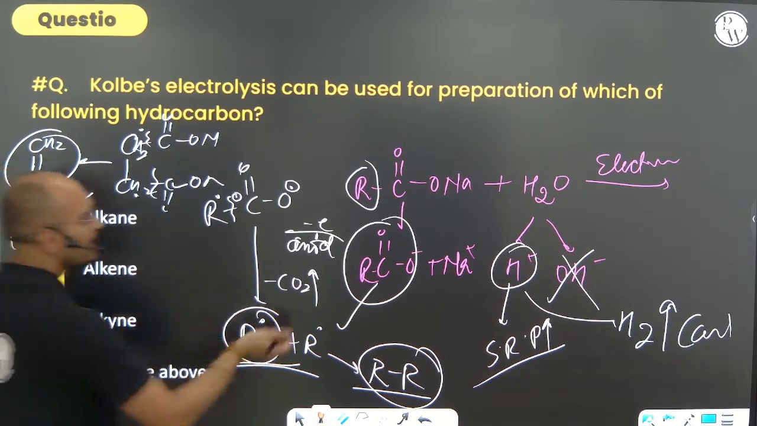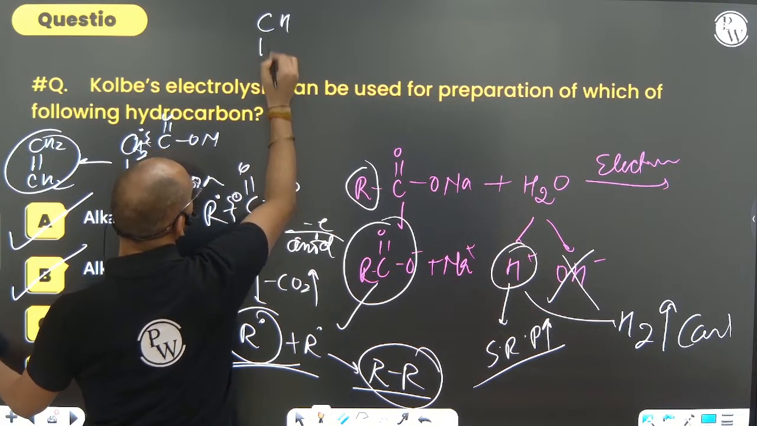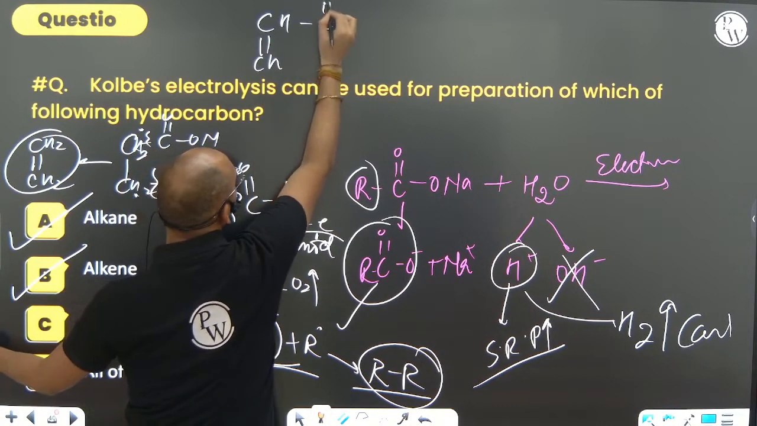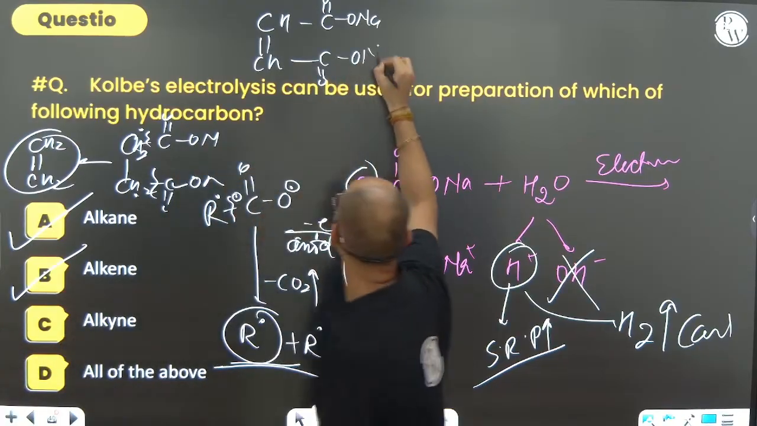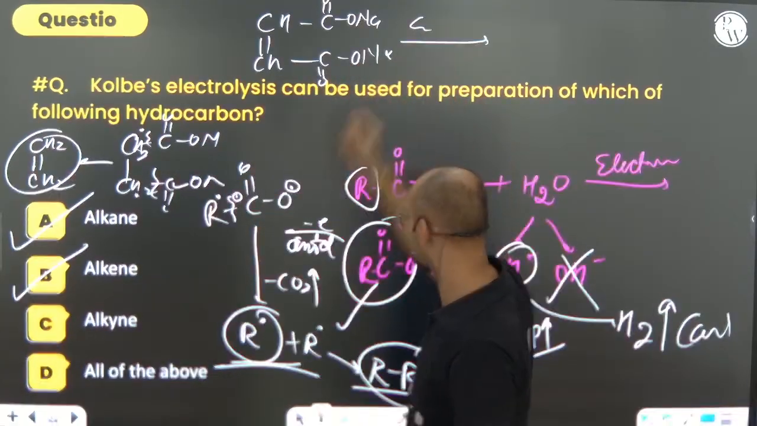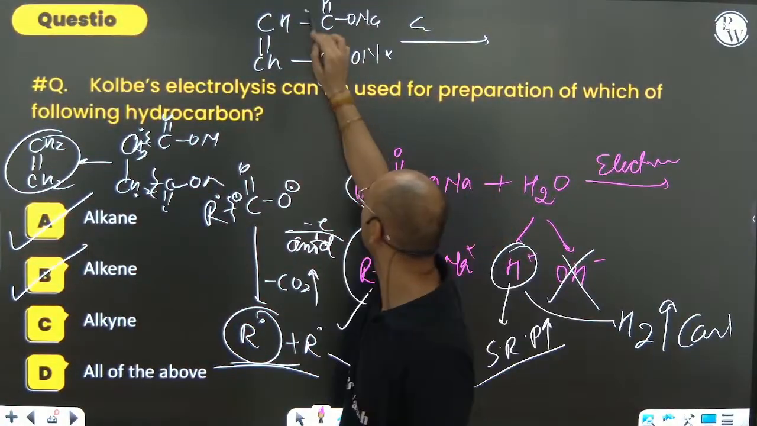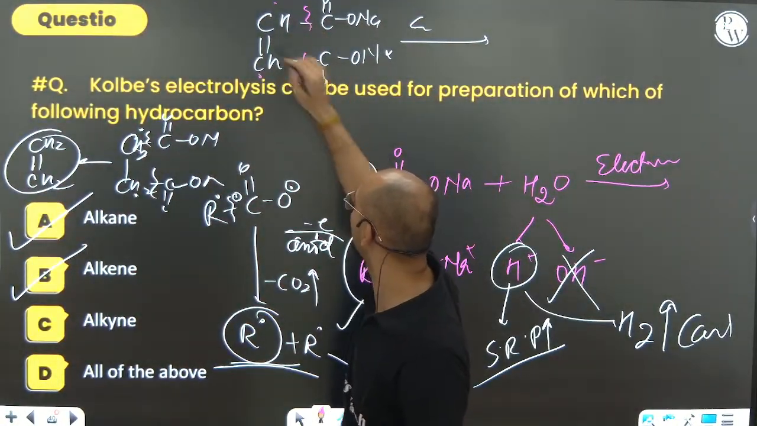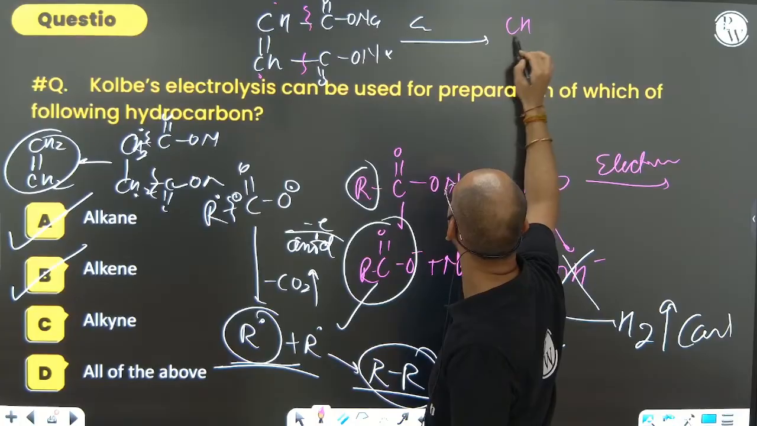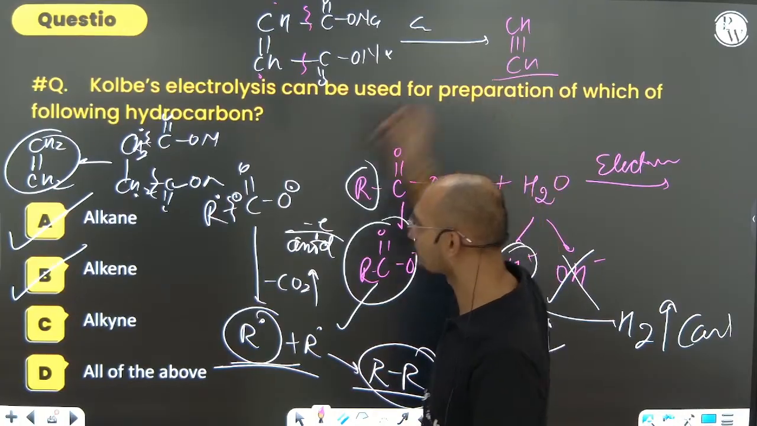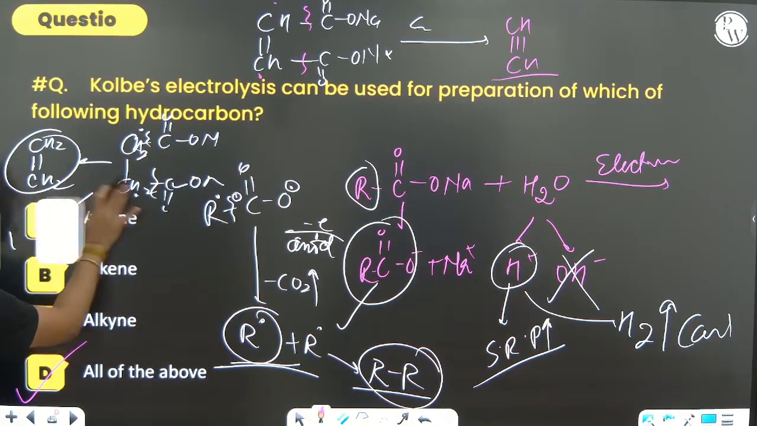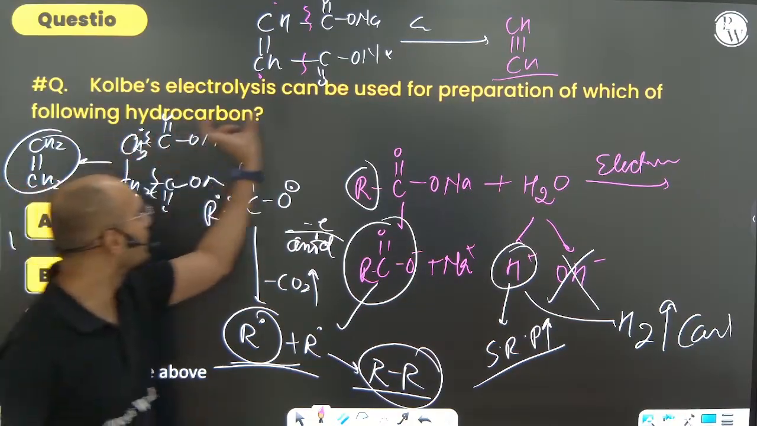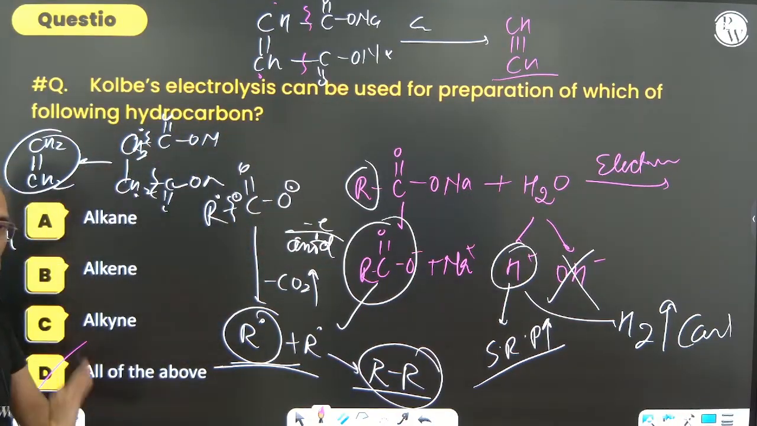Can an alkyne be formed? Yes, an alkyne can also be formed. CH with COONa and CH with COONa. Do the same electrolysis for this yourself. What will you do? Break this bond, give this a free radical, give this also a free radical, and it will convert into CH≡CH. So it is also converted into an alkyne. So all of the above is possible. Please remember, when you are doing Kolbe electrolysis, all the things are possible.